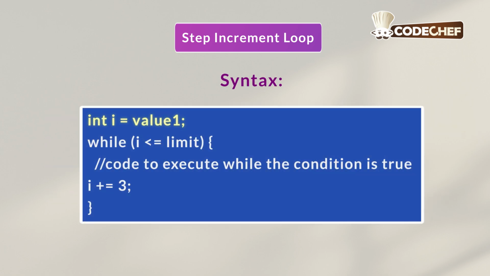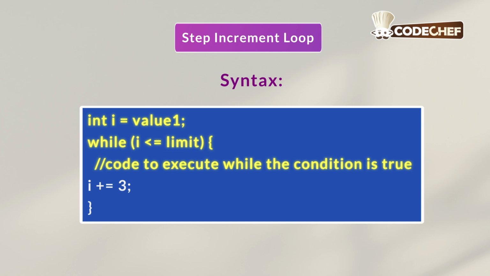Its syntax is int i = value1; this value1 is any initial value that we assign to this variable. Then while i <= limit, if this condition is true, then inside curly braces we will write the code which will be executed while the condition is true. Then in a forward counter loop we were writing i++ and it was by default increasing the value of i by 1.